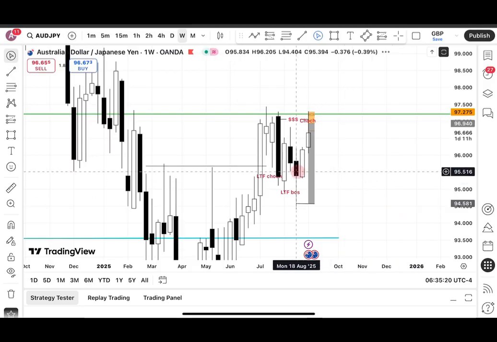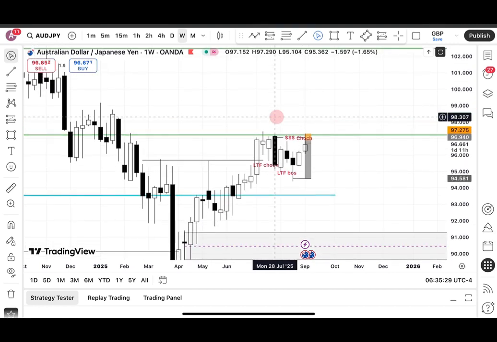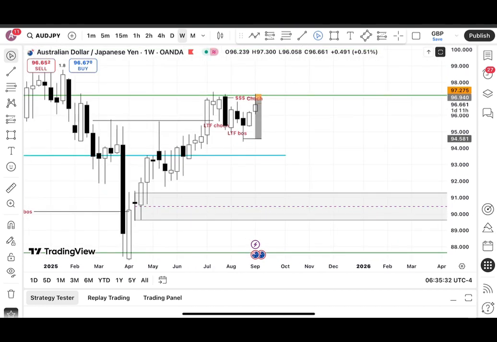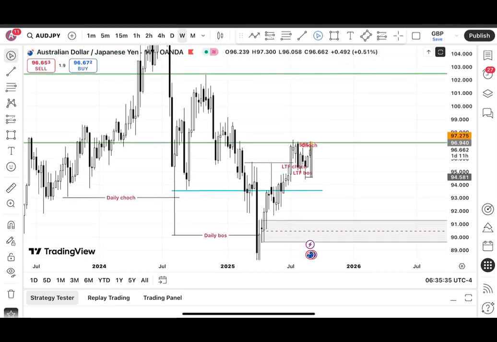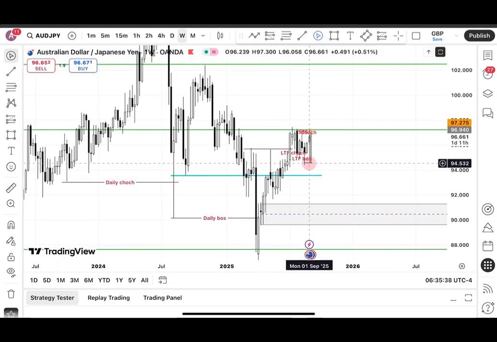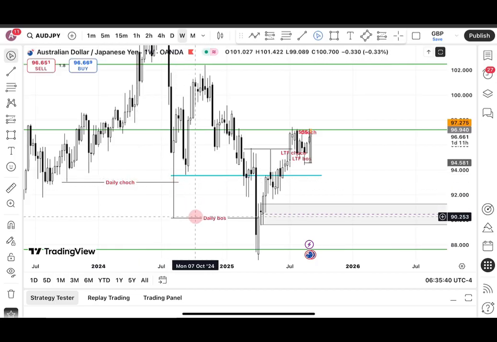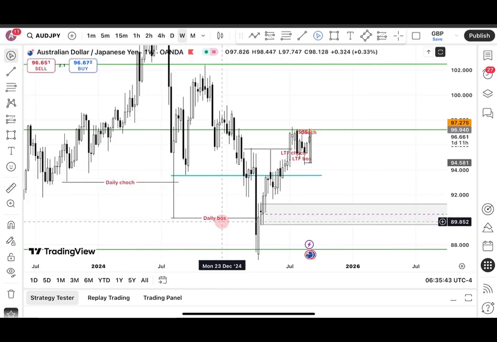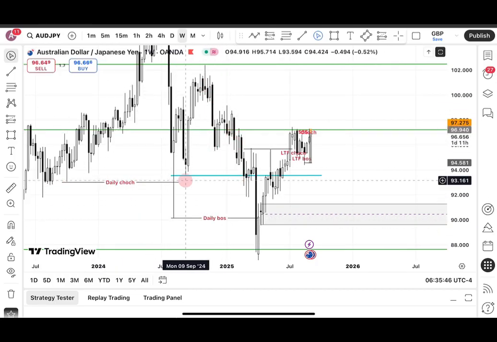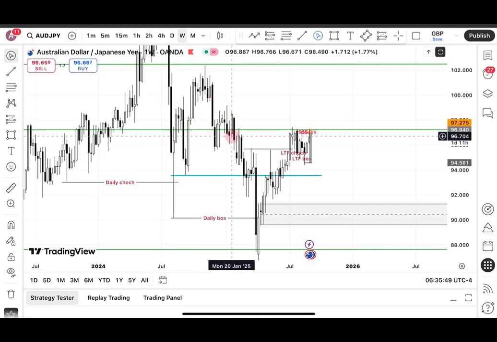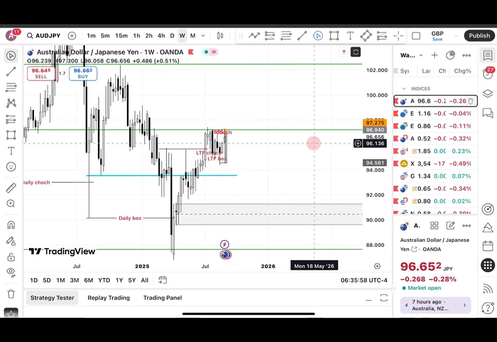See, it's a break of structure here, change of character here. You can see this long demand. The market is still rejecting this here on the weekly time frame, and there's some order here yet to be filled. It's a weekly time frame. You can see daily break of structure, daily change of character, daily break of structure. You can see the market has tapped into this area here, so the market is reacting to this area here, which is also a resistance area. So that's the reason I took the trade. So a massive profit there.